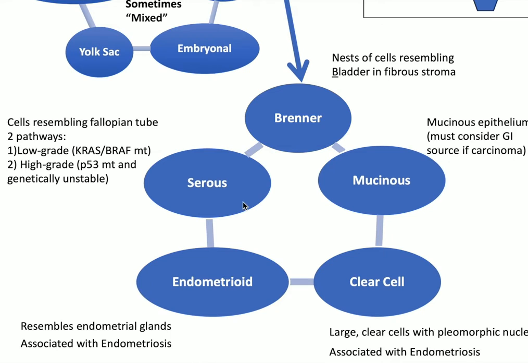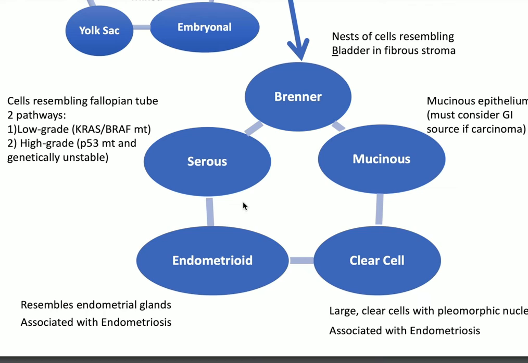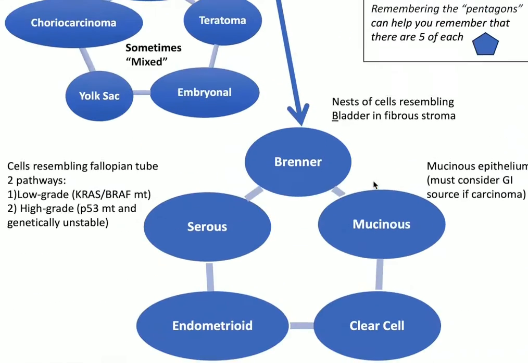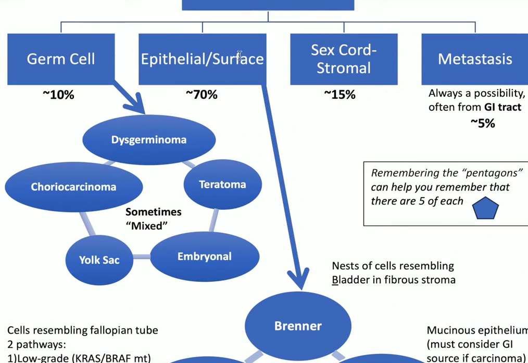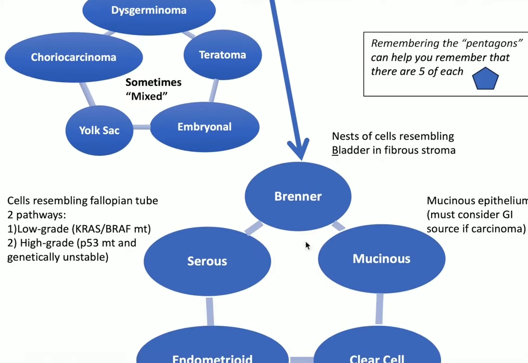So serous, remember there's 2 pathways, low grade, which is driven by KRAS, BRAF mutation, and high grade, P53. Endometrioid resembles endometrial glands associated with endometriosis. Clear cell, also associated with endometriosis, and you have large clear cells with pleomorphic nuclei. And mucinous, where you have mucinous epithelium, and you want to rule out GI metastasis. So within these tumors, we're going to focus right now on the epithelial surface. Remember, we talked about the 5.